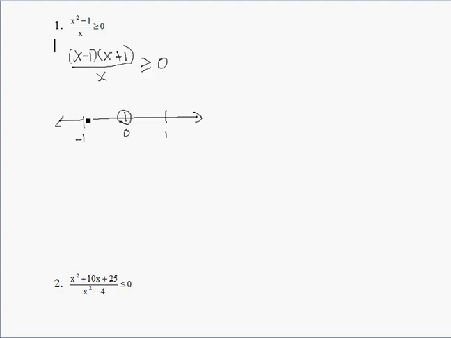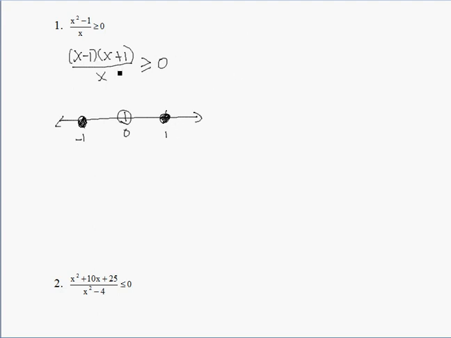Since it's greater than or equal to, this circle right here is a closed circle, and this is a closed circle as well. So since all of these have odd multiplicity, that means on either side of the root or the asymptote, the sign is going to change. So the only thing we need to do is figure out the sign of the first one here, and then we can just change every sign because all of these had odd multiplicity. So let's just choose a number way over to the right of 1. I like to choose 10 because that's an easy number.